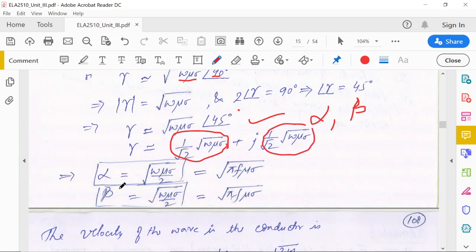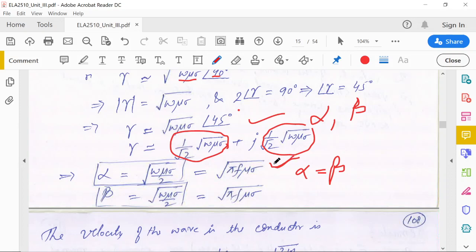So the attenuation constant factor comes out to be root of pi f mu sigma. This is very important, you have to remember this one. So alpha is root of pi f mu sigma. For a good conductor its value becomes very high. Similarly beta will also be the same, so beta and alpha are the same here. So for a good conductor, alpha and beta are high.